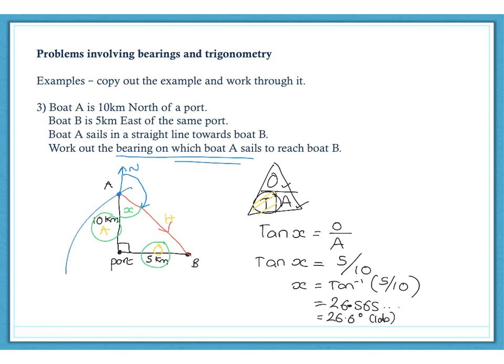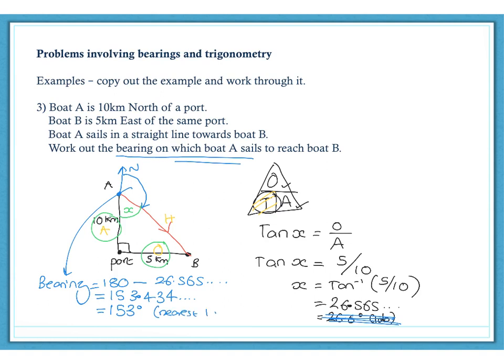Now we're going to work out the bearing. So actually this rounded answer isn't really relevant to us. So I'm going to get rid of it because we don't need it. The bearing is going to equal 180, subtract our value of x, which is 26.565. Remember, never round in the middle of a calculation. This is equal to 153.434... degrees, but because bearings need to be three figures, we're going to round it to 153 degrees to the nearest whole degree.